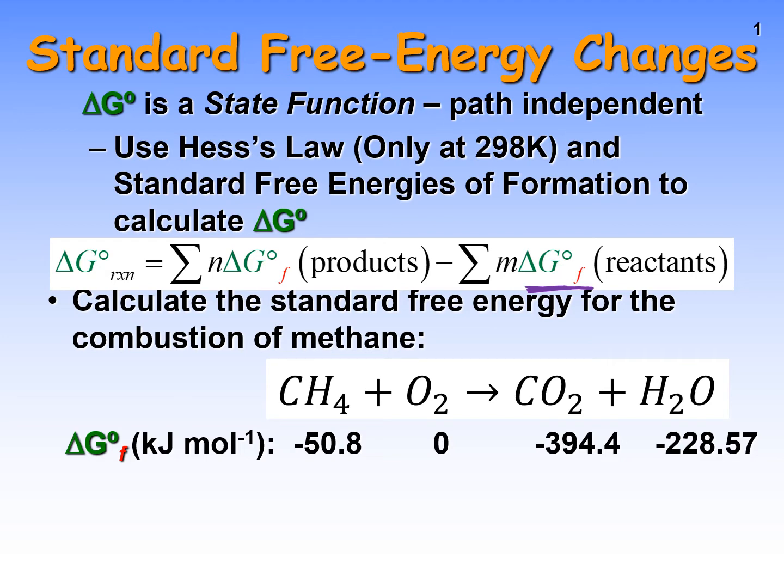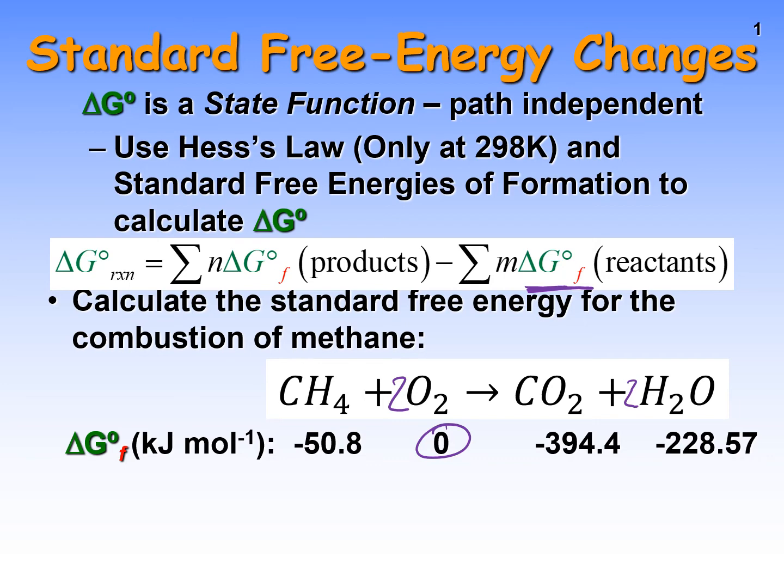So if we wanted to do this for like the combustion of methane, we need to look up the delta G naughts of formation. We need to balance our chemical equation here. If you look at this equation, it's not currently balanced. We need a 2 here and a 2 there. Then if we look at our delta G naughts, remember that elements in their standard state, like O2 gas here, have a delta G naught of formation of 0.